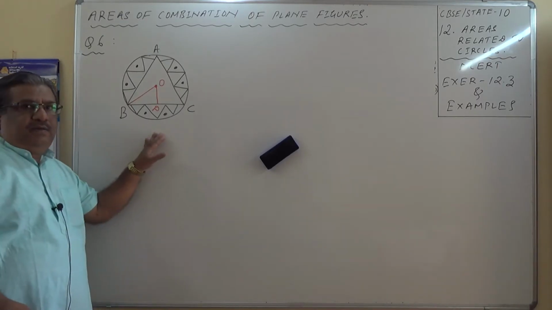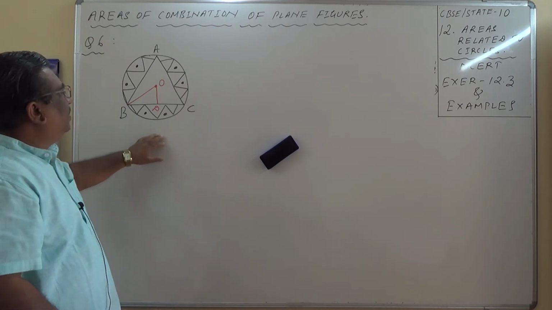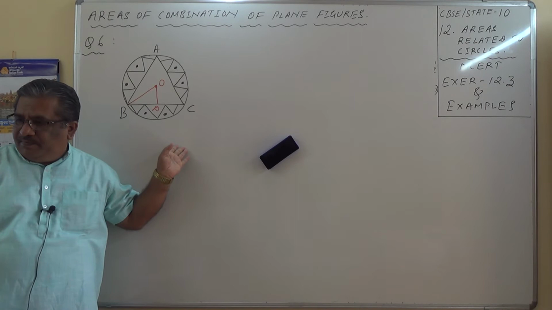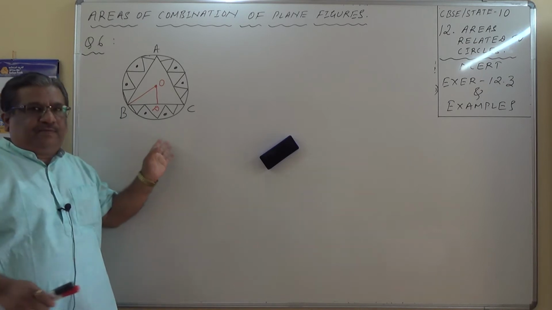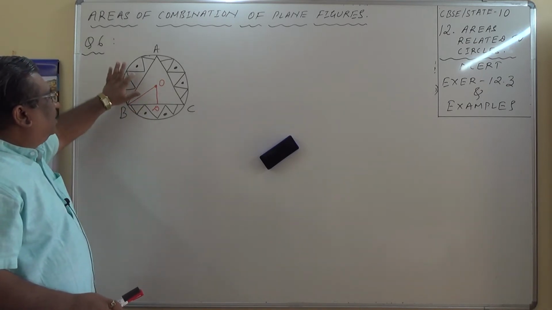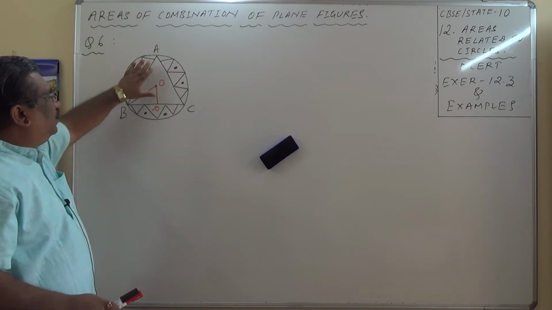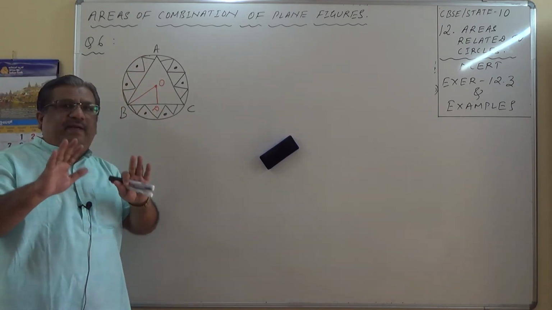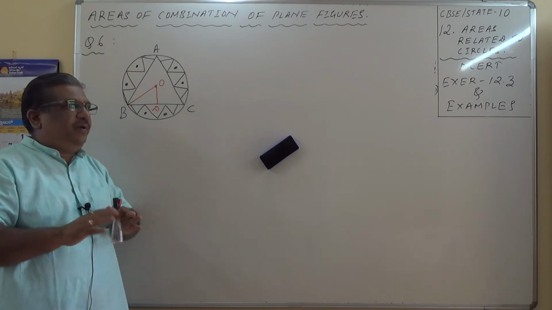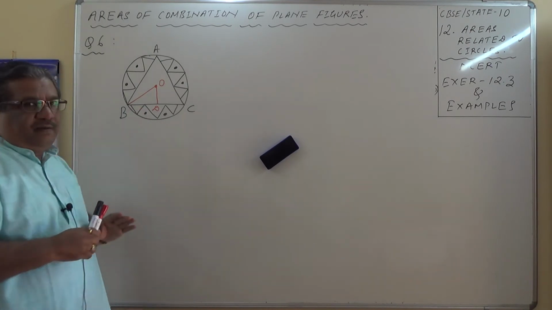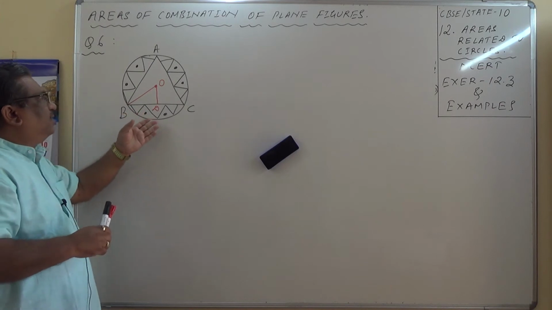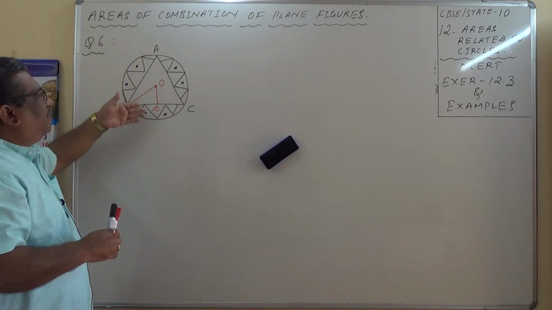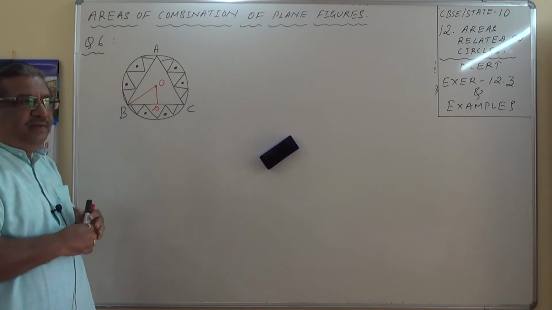This is the given diagram. It is a circular table cover. Of course, there is a design here. At the center, ABC is an equilateral triangle. That area has been left as it is, and we have to find out the area of the design here. So area of the design is equal to area of the circle minus area of the equilateral triangle, isn't it?